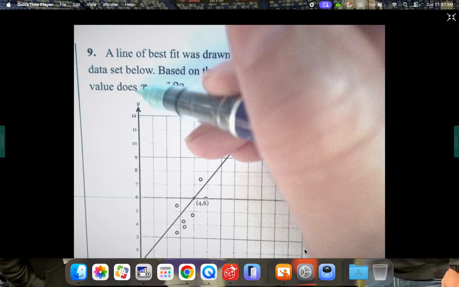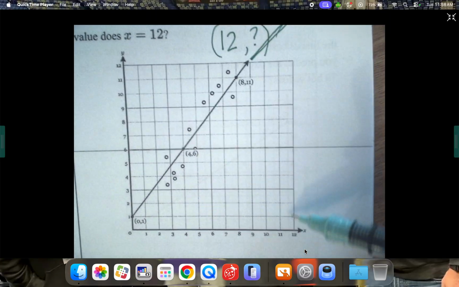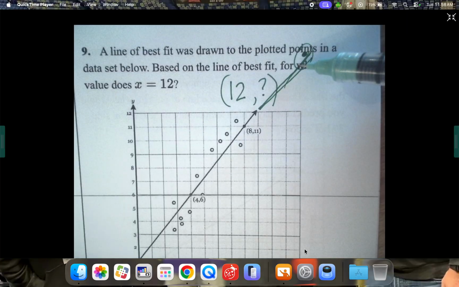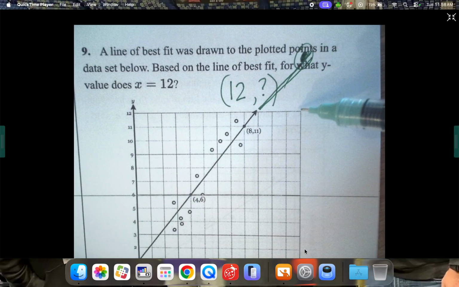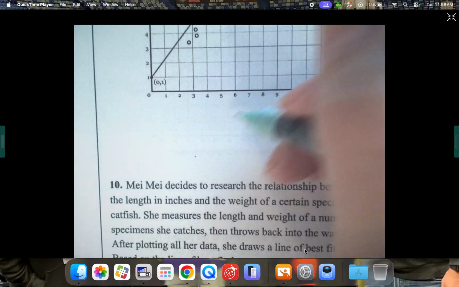And if it's 12, 13, 14, 15, 16-ish, I would say at 12, if you followed the trend line up, it would be maybe 13, 14, 15, 16. So I would say 16.